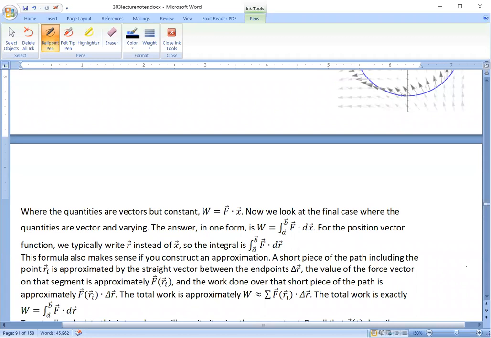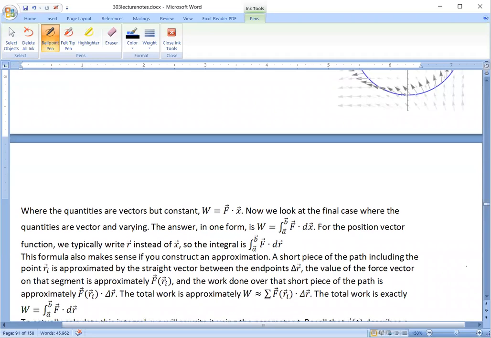And we already know that we can use it to calculate work. Now, what it doesn't tell us is how we actually calculate it. So just as before, to actually calculate it, we're going to have to write down everything parametrically. So let's do that.